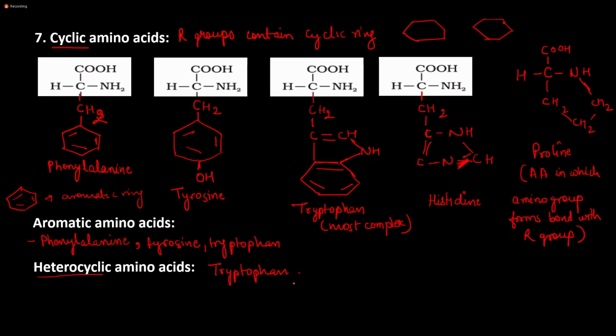The second you can say is histidine, because histidine also has two N in its ring. So the heterocyclic amino acids are tryptophan and histidine, while the aromatic amino acids are phenylalanine, tyrosine, and tryptophan. So with this, we completed the classification of amino acids based on R group. Based on R group, we saw that there are 7 categories of amino acids.